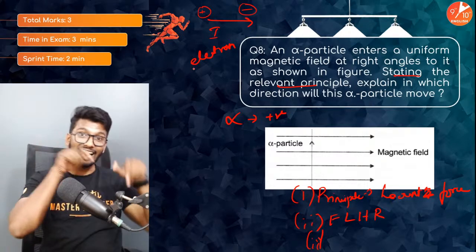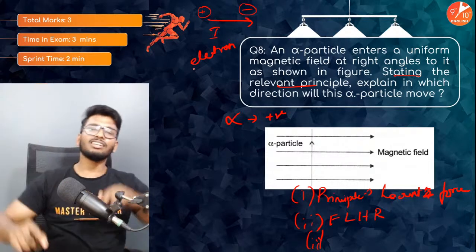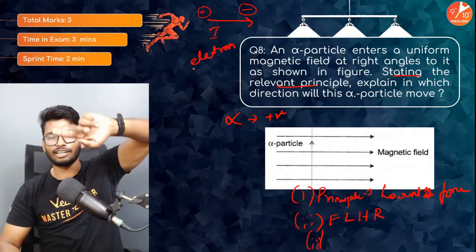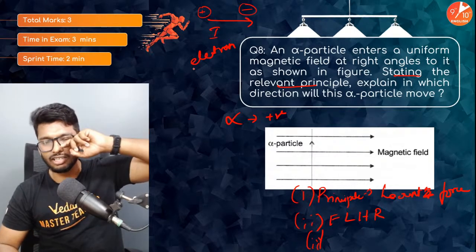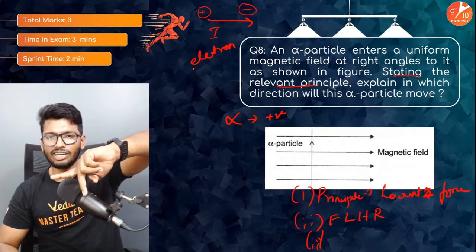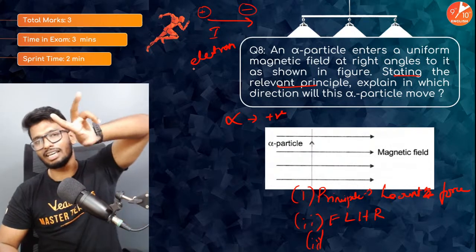See, if they had mentioned that it's an electron passing through a magnetic field, then the middle finger would have been in the downward direction, because you will take the direction of current. The direction of the conventional current is opposite to the direction of electrons, right? So that will be in the downward direction. Since they're talking about an alpha particle, which is positive, you will take the same direction itself.